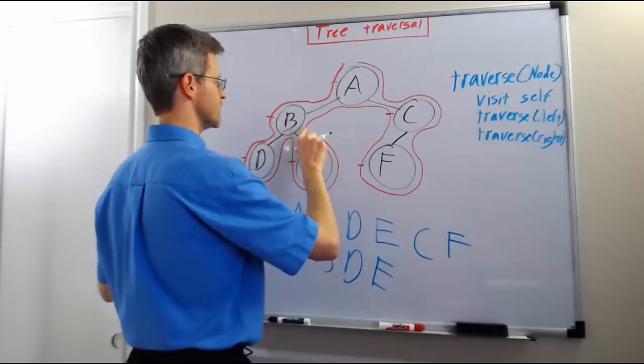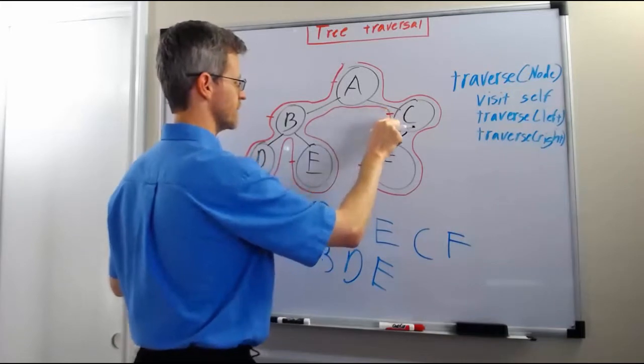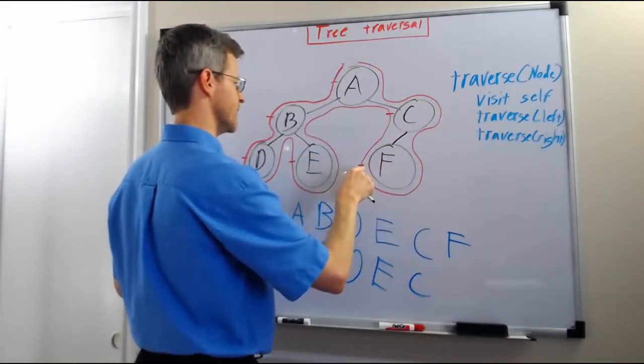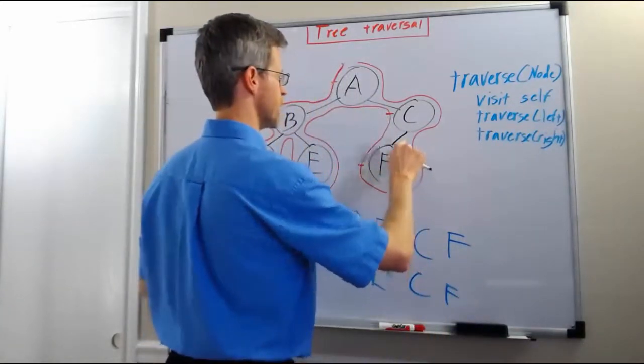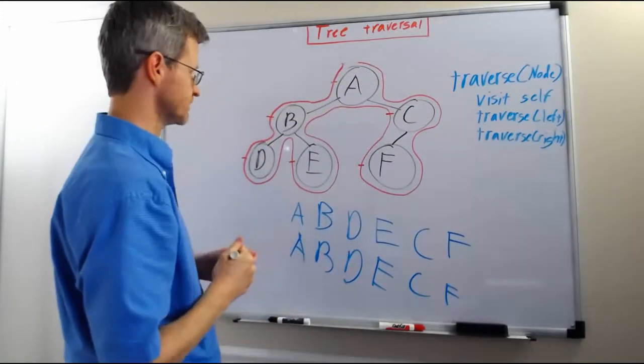Come back up, hugging the tree as tightly as we can, so go all the way in here, eventually come over here, come to the left of C, and so we write C, and then come to the left of F, and so we write F, and then we come back up here, and there's nothing more that we come to the left of, and we come back up to A, and we're finished.